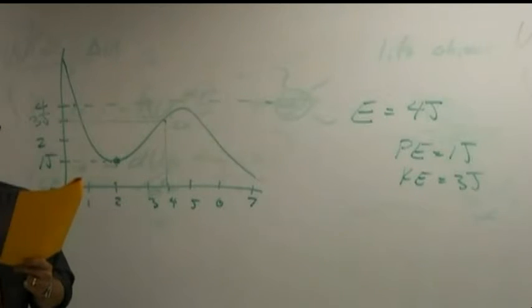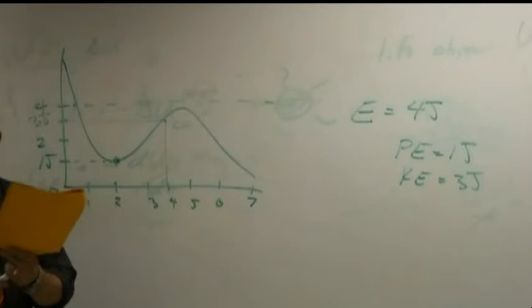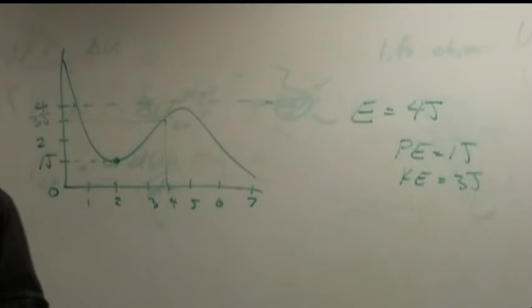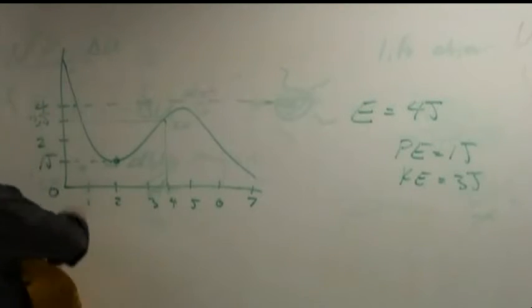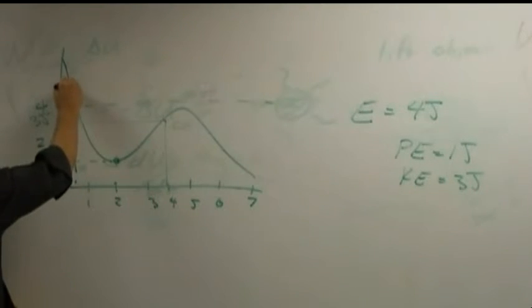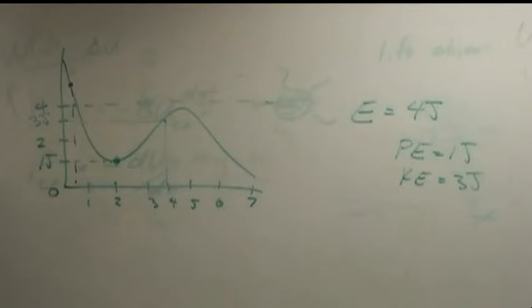Can the particle reach the position 0.5 meters? No. Why not? Because in order to reach this spot up here, how much energy does it have to have? More potential energy. Looks like about 6 joules on our real graph, right? And does it have 6 joules of energy? No, so it can't reach that.